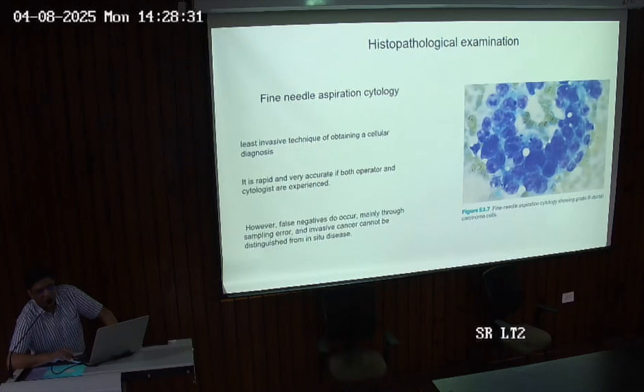This is the histopathological examination on FNAC. It is very rapid and accurate if both the operator and cytologist are experienced. Because if there is no cytologist, then it is very difficult to pick up malignancy on the cells or a single cell. However, false negative reports may come because it is a very small needle and it is possible that you didn't pierce the core of the tumor. So that's why these days in breast, the role of FNAC is very less. We should directly go for true-cut or core cut biopsies.